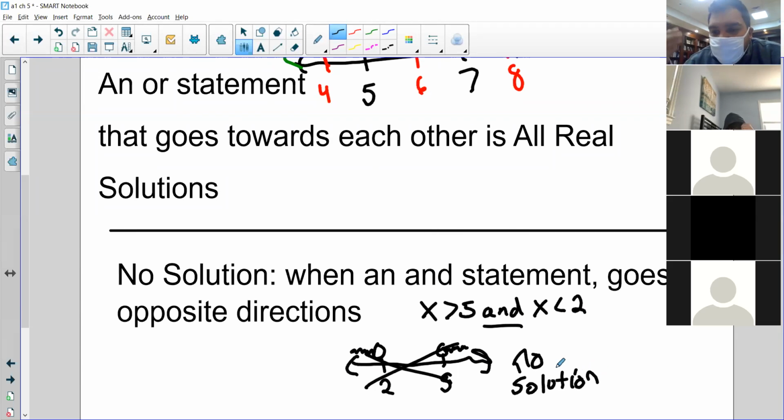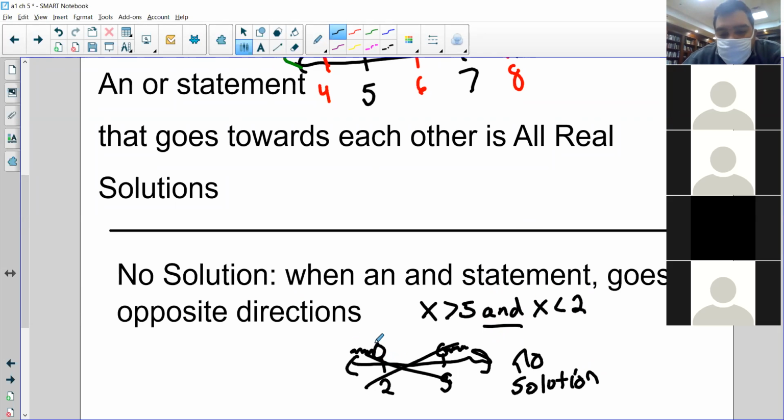I'm thinking as if you were doing the problem as you found it out, because here it's pretty obvious. X cannot be bigger than 5 and smaller than 2. So if the line goes through the whole thing, it's all real solutions. If it covers the whole thing, it's all real solutions. If it doesn't cover anything, it's no real solution, or no solution. Like that.